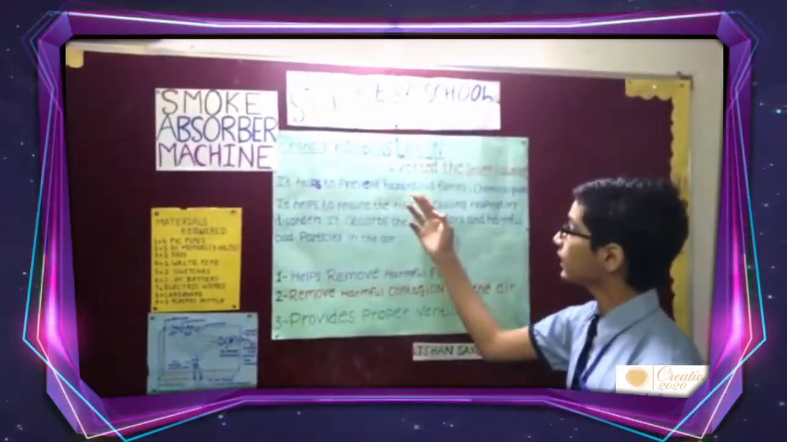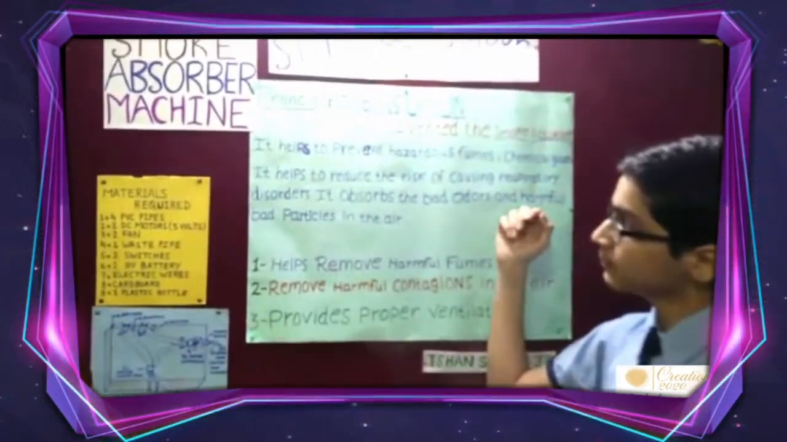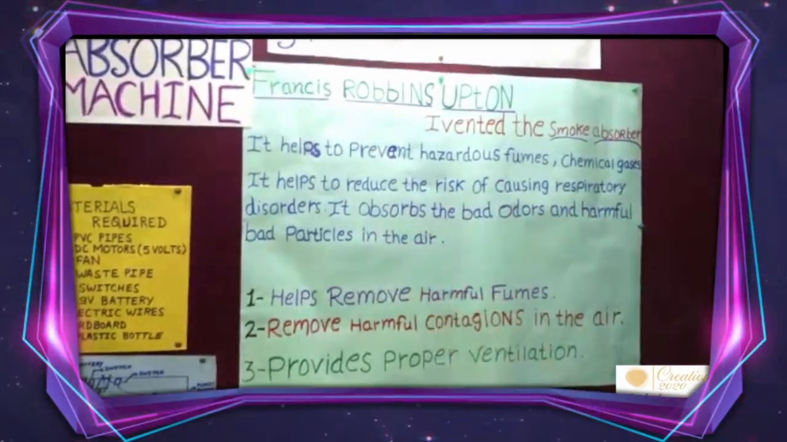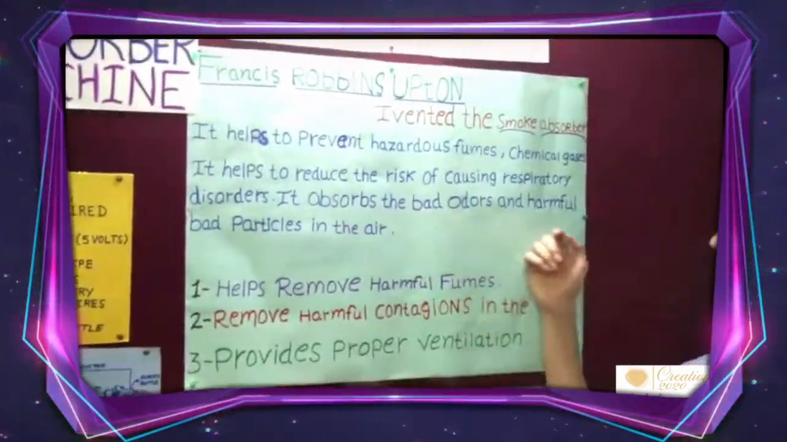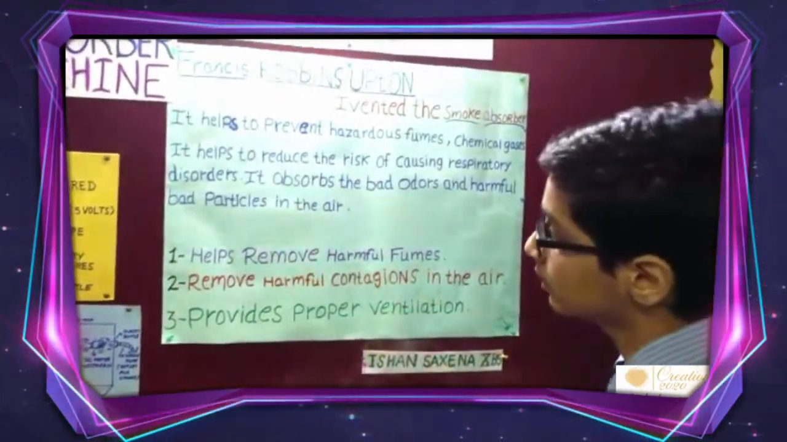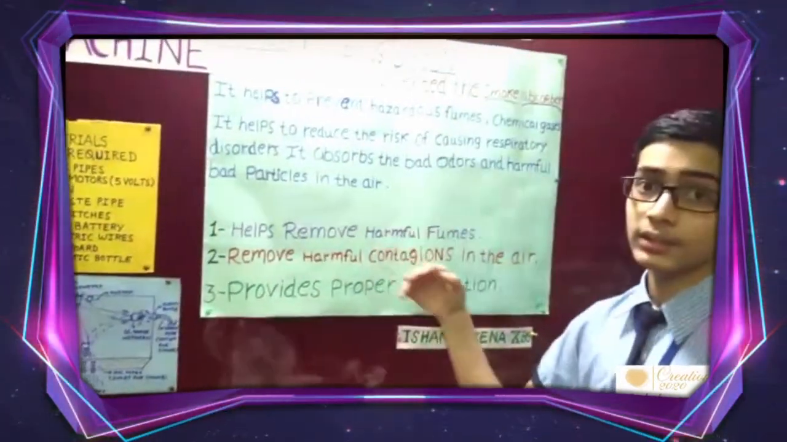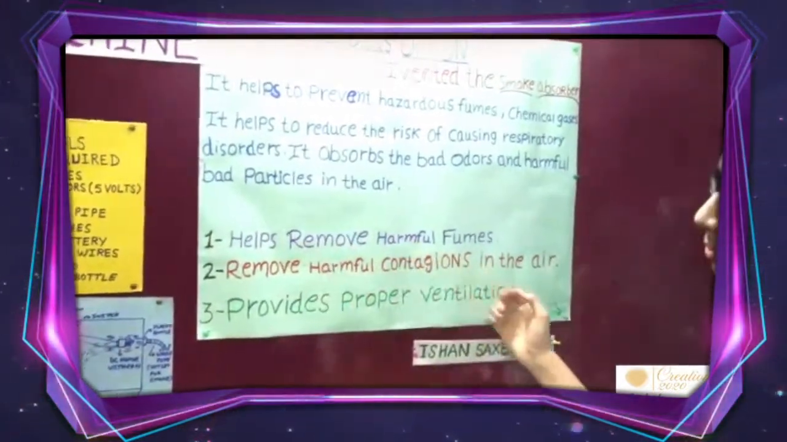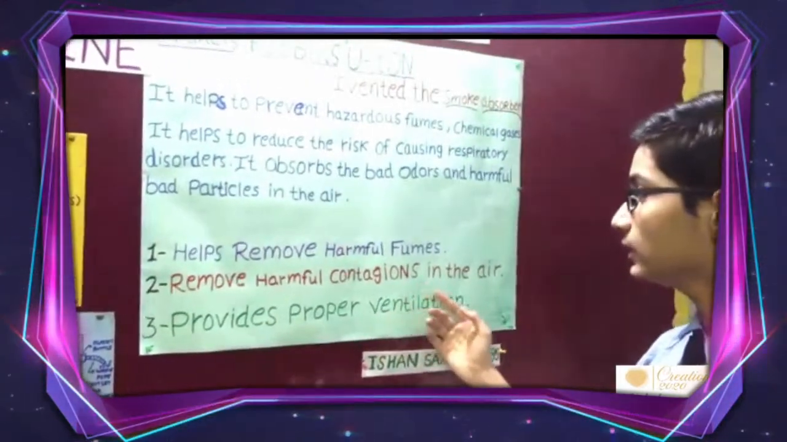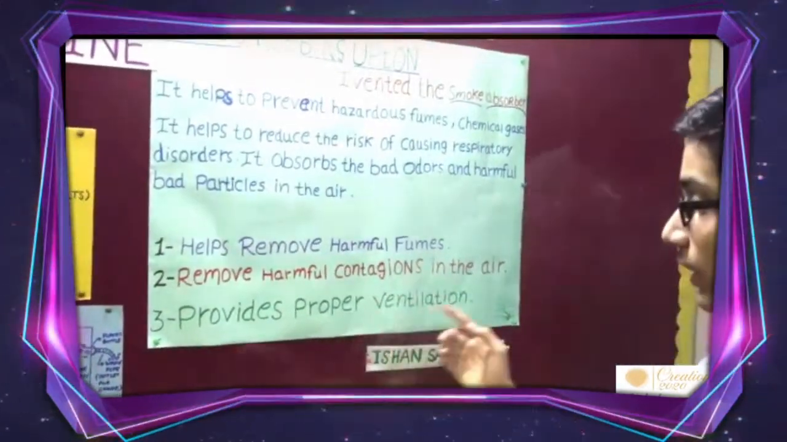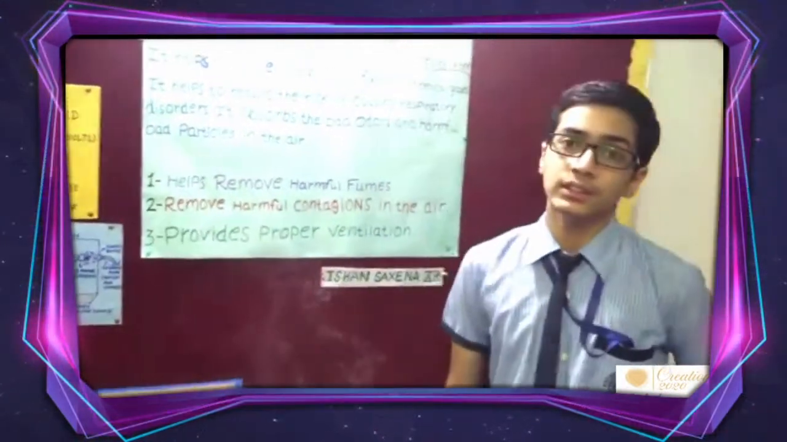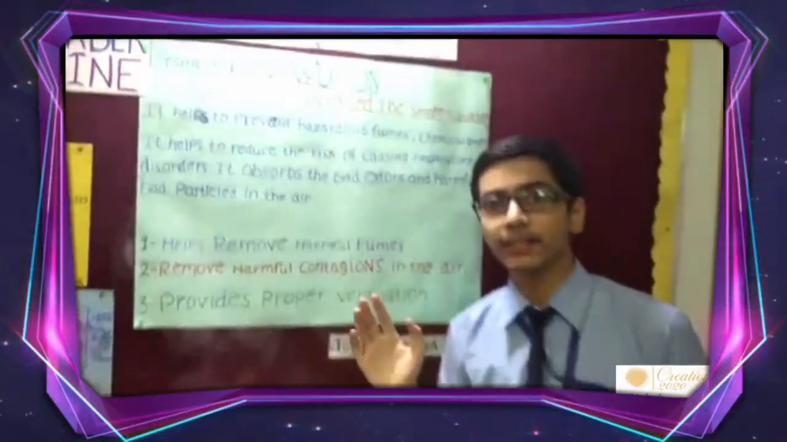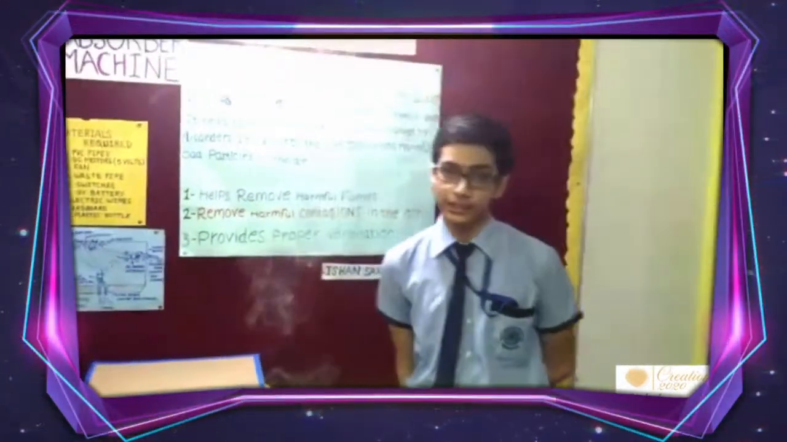It helps to prevent hazardous fume and chemical gases. It helps to reduce the risk of causing respiratory disorders. It absorbs the bad odor and harmful particles in the air. And there are a few more benefits of this machine. It helps remove harmful fumes and contaminants in the air, and provides proper ventilation. And this machine was first invented by Francis Robbins Upton. He was an American scientist and an associate of Albert Einstein.